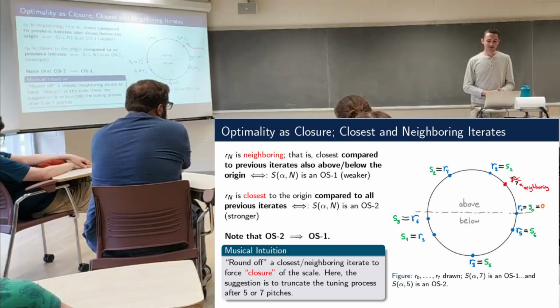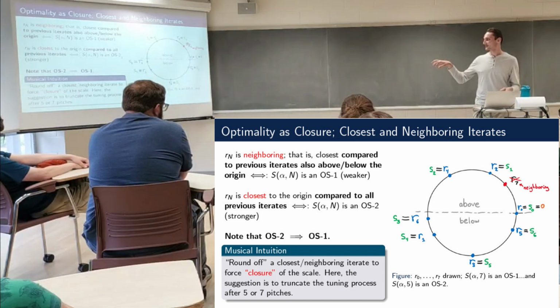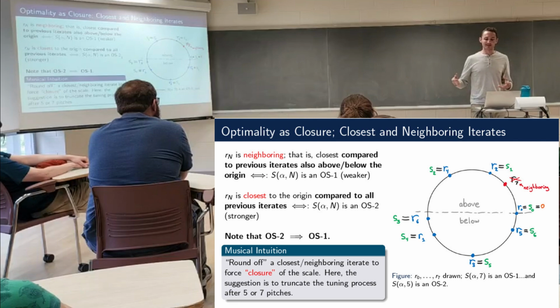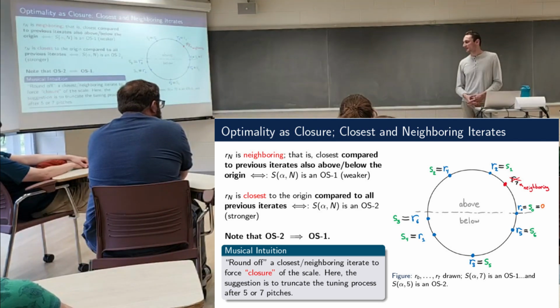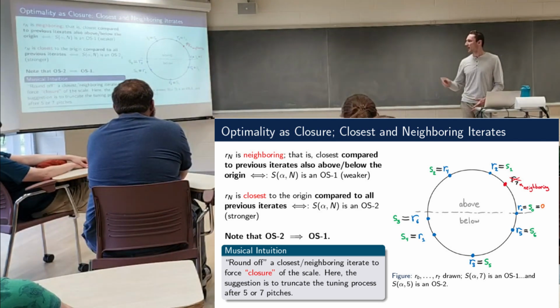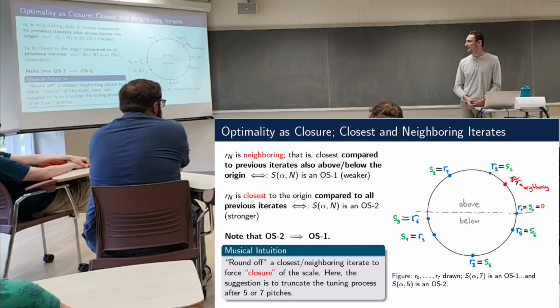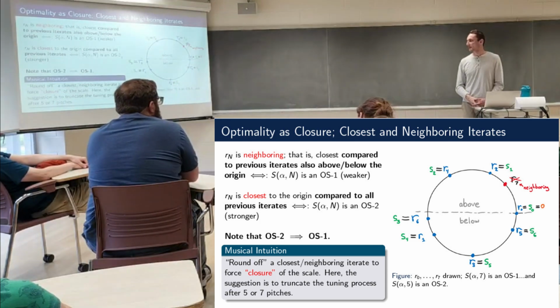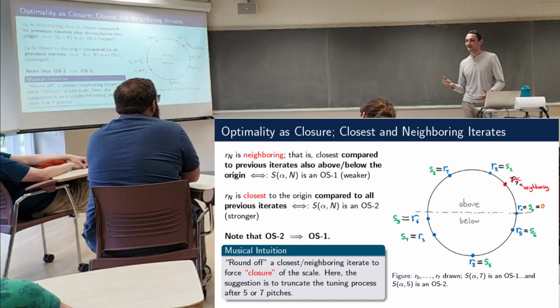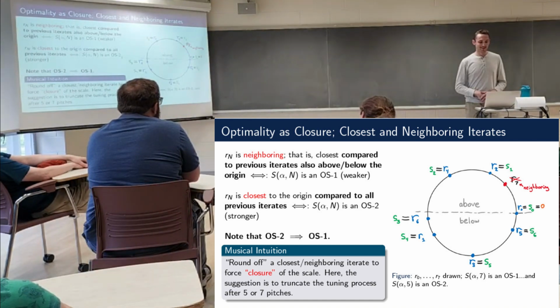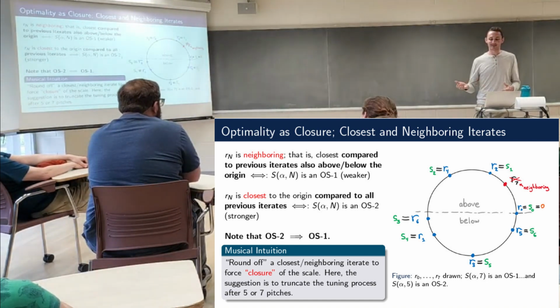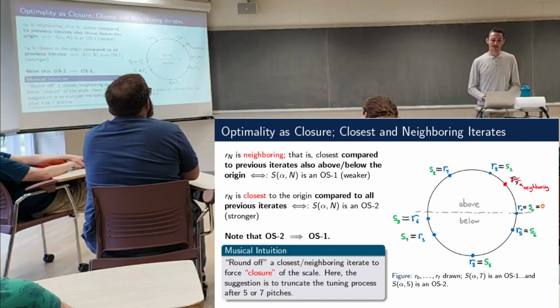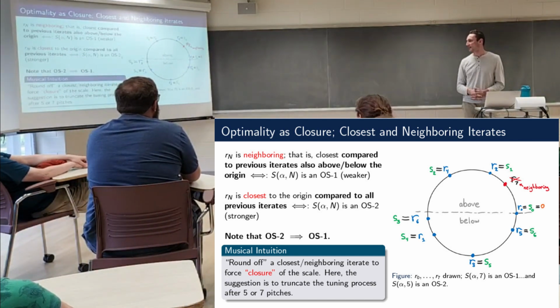Now there's a stronger notion where instead of just being the closest either above or below the origin, the iterate is actually the closest out of all previous iterates. And in this case, R5 is the only closest iterate because it's closer than R7. Well, that doesn't actually matter, because it's closer than all iterates R0 to R4. However, R7 is not closest because R5 is closer than it to the origin.